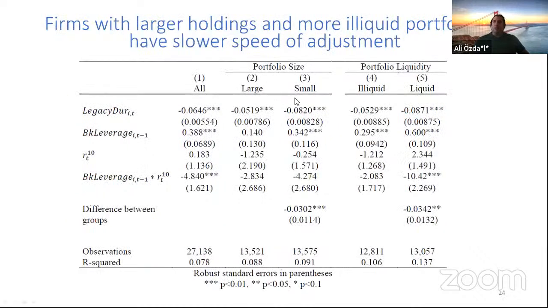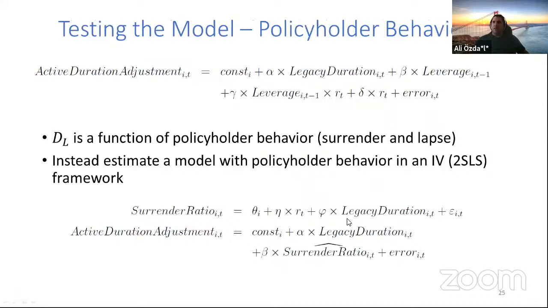And this is the comparison of the large versus small firms, and those with illiquid and liquid portfolios. So I'm just going to skip this. Here is a quick test of the policyholder behavior, because remember that the mechanism was that interest rate affects the policyholder behavior, which in turn affects the duration of liability, which in turn affects the duration of the assets, right? So there is a couple of steps that goes from the interest rate to the duration of the assets, right?